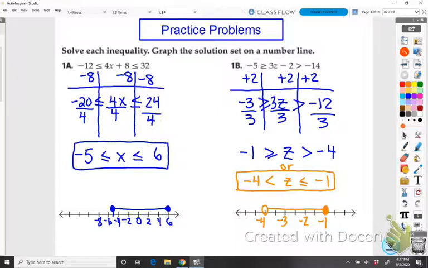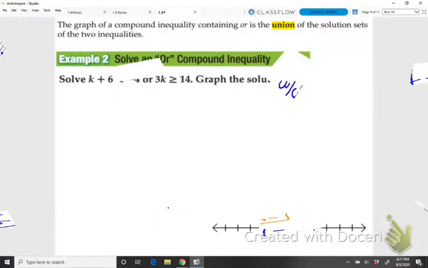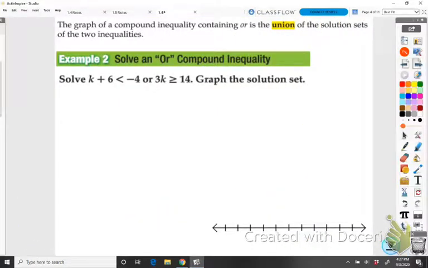Now let's look at the or statements. The ors are called the unions of two things together. So this doesn't mean you get a choice to solve the first one or the second one, okay? You have to solve both, but you just put both solutions on the same graph, and we'll see what those look like. So this first one, you're going to subtract 6, so k is smaller than negative 10.